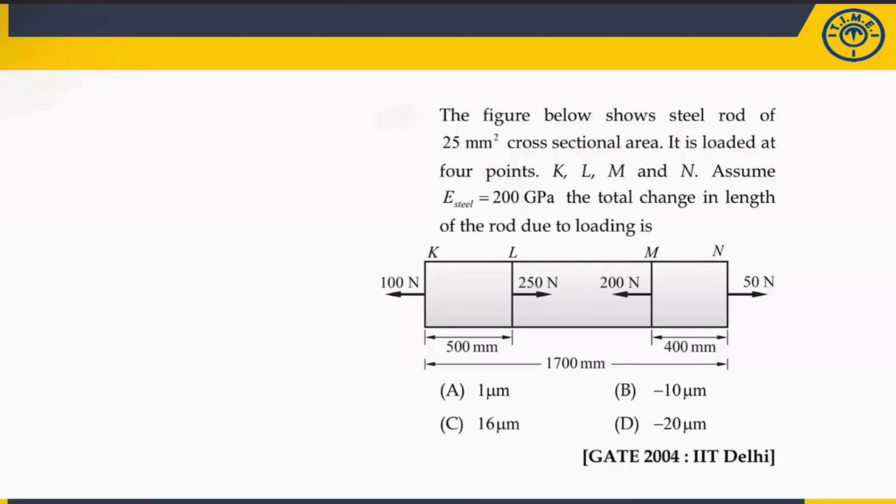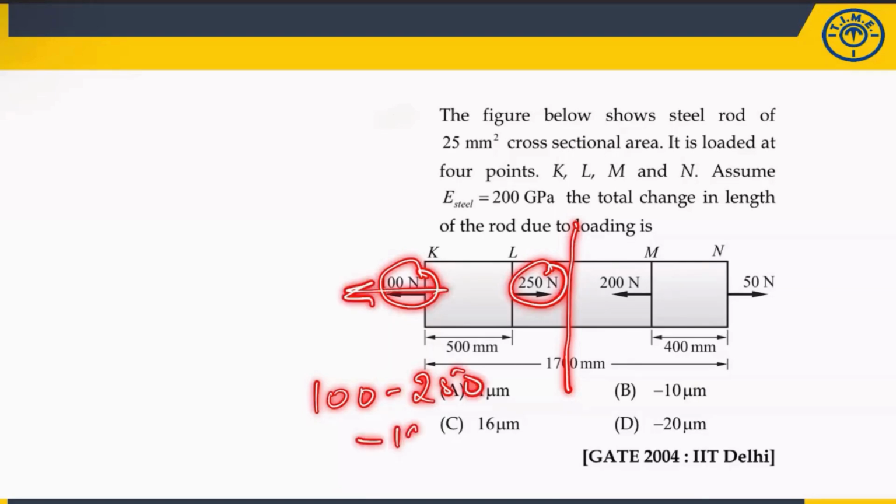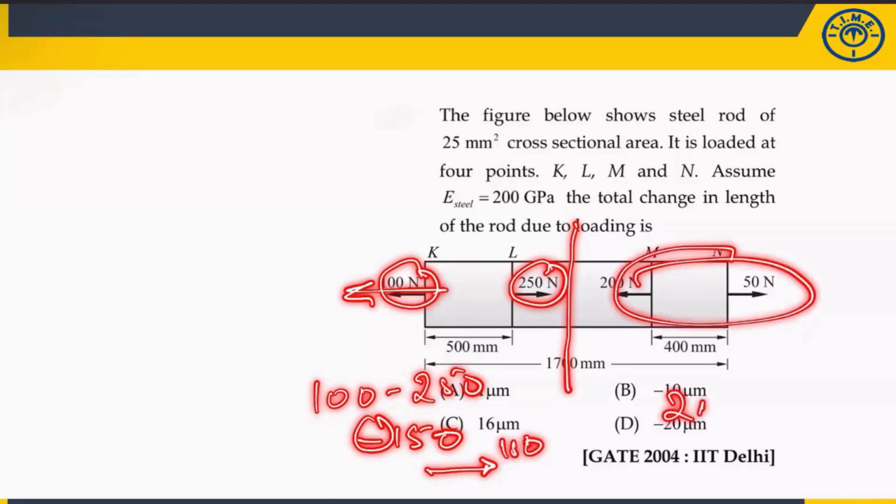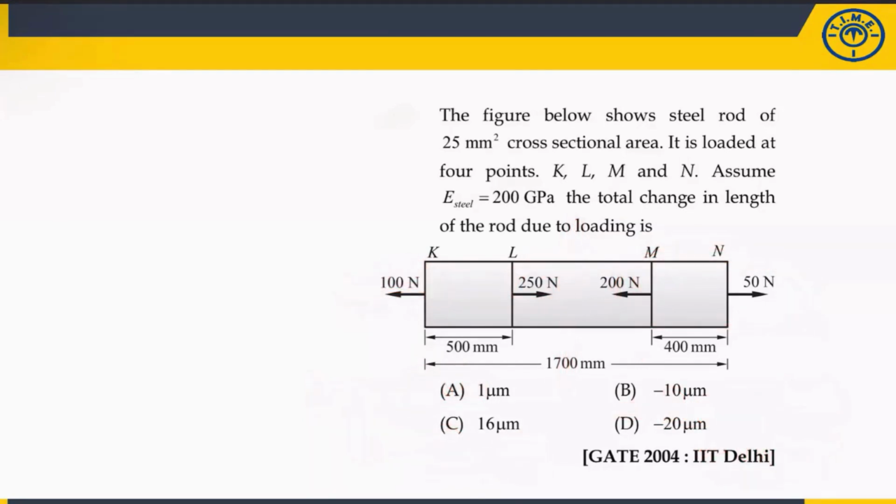What is the confusion in this one? Take the section. This is 100 and this is 250. 100 minus 250, because this is tensile, is minus 150. Minus 150 means 150 compressive. Again, from this side, this is 200 in this direction, compressive, plus 50. From here also you are getting 150. What is the confusion? Take the algebraic sum, that's it.